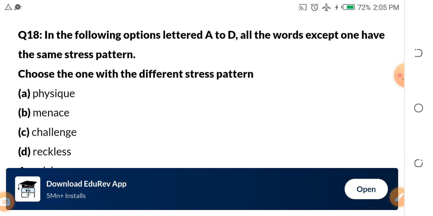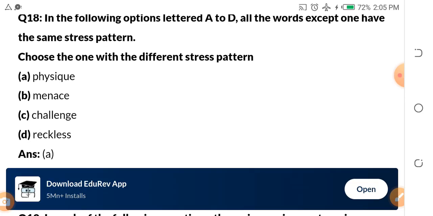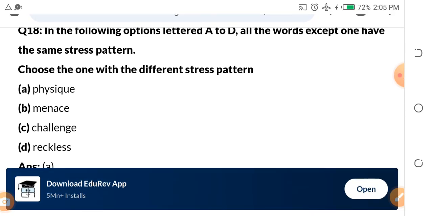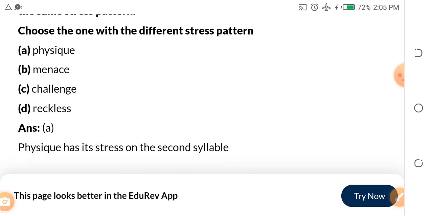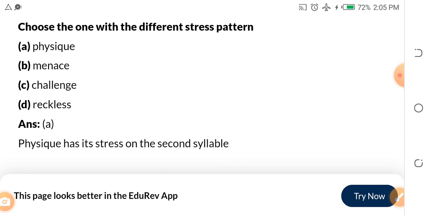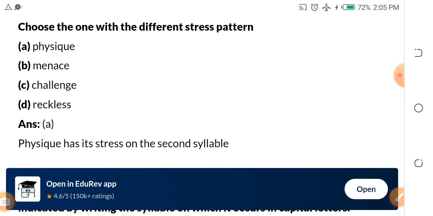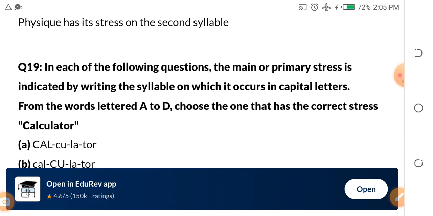Question 18. In the following options, letter A to D, all the words except one have the same stress pattern. Choose the one with a different stress pattern. A, physique. B, menace. C, challenge. D, reckless. The answer is physique. Physique has its stress on the second syllable.